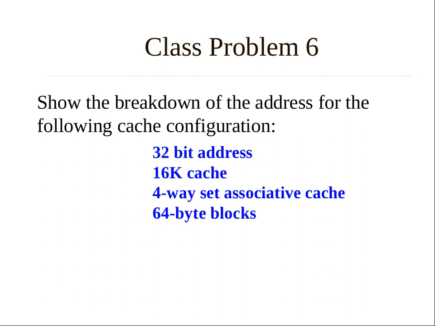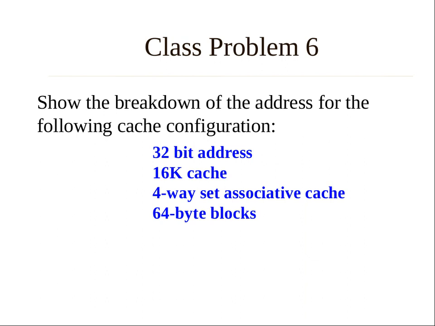So you've got 32 bits, and you have the whole thing right here. You have the tag, you have the set, and you have the block offset. All right: 32-bit address, 16K cache, 4-way set associative, 64-byte blocks.